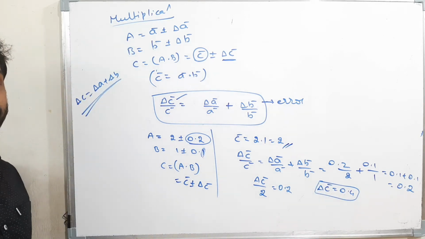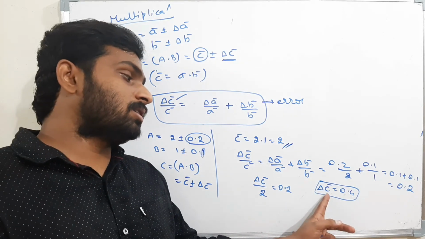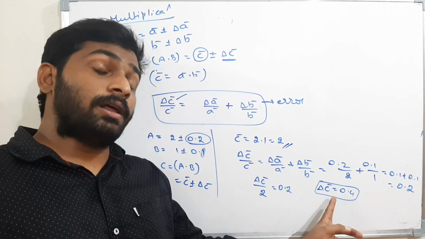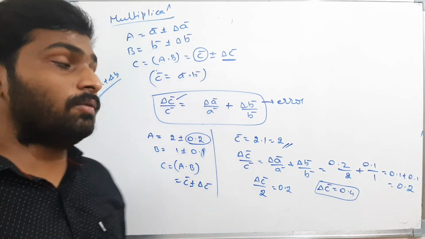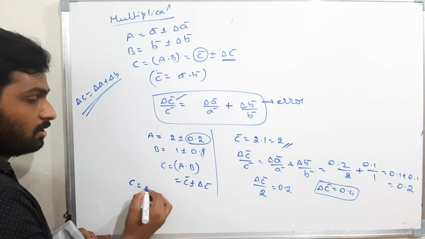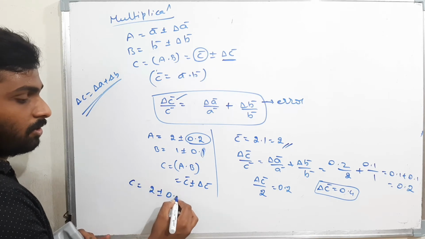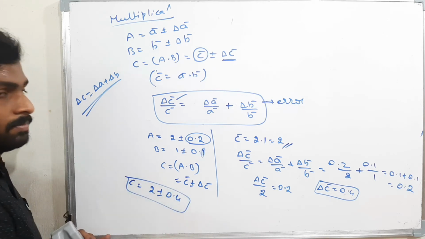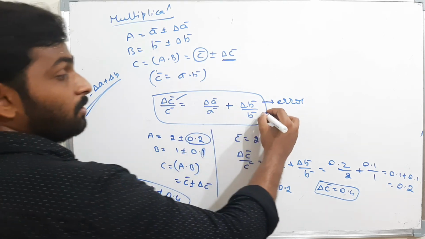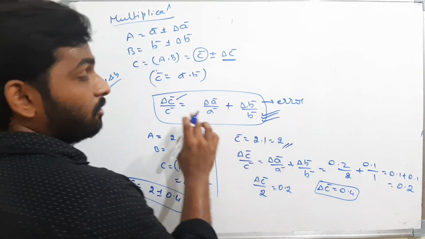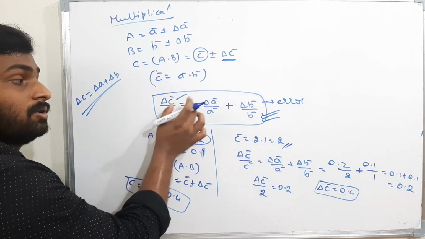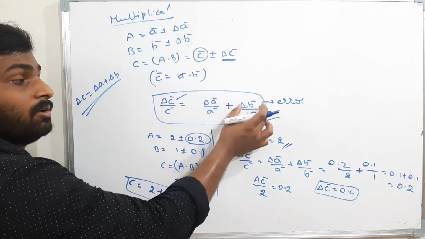That is the answer. The relative error in C is 0.4. Therefore, I will represent C bar as C equals 2 plus or minus 0.4. This formula I have to use. Please remember this: when it is multiplication, the relative error of C is equal to the relative error of A plus the relative error of B.